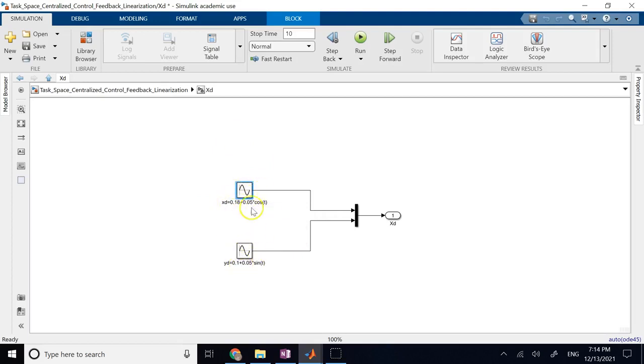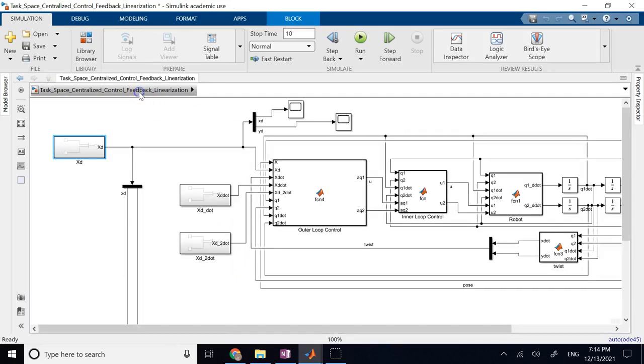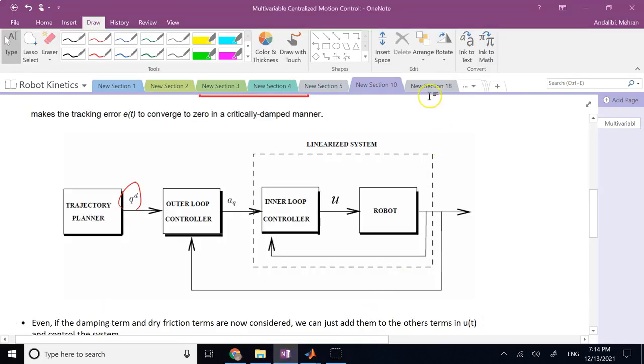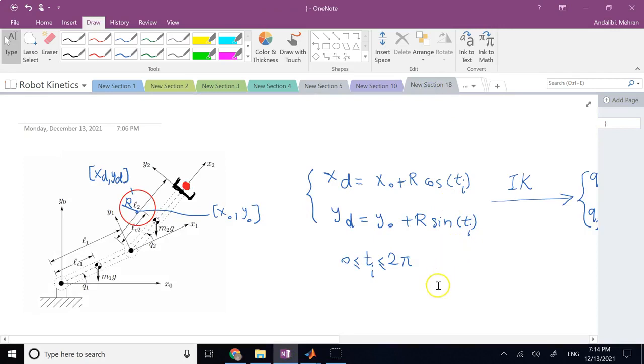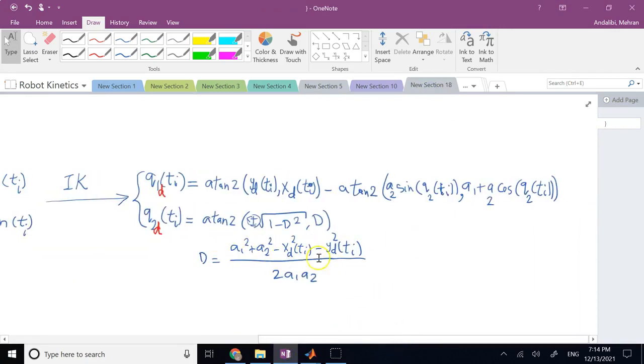And I chose these values such that this parameter D that I mentioned here does have a solution. Because if this D is anywhere outside the range -1 to 1, there will be no solution. So remember, this number has to be between -1 to 1 for this robot.